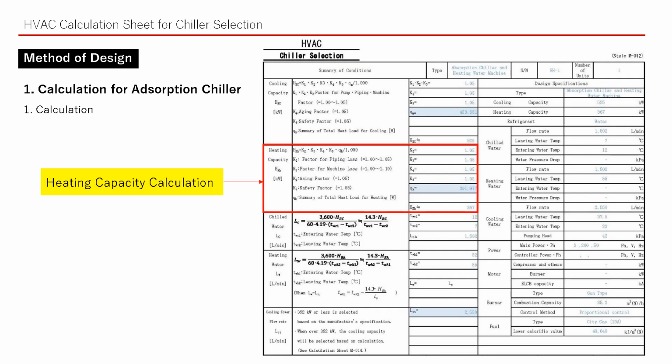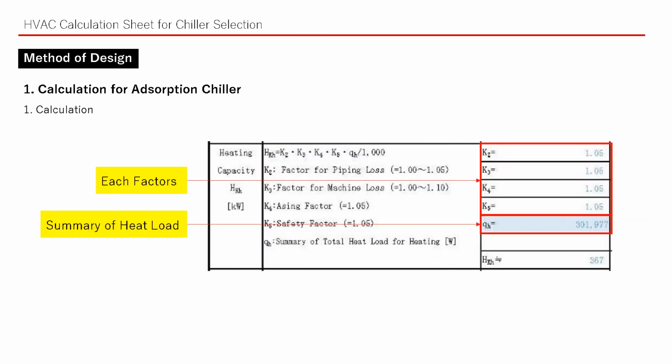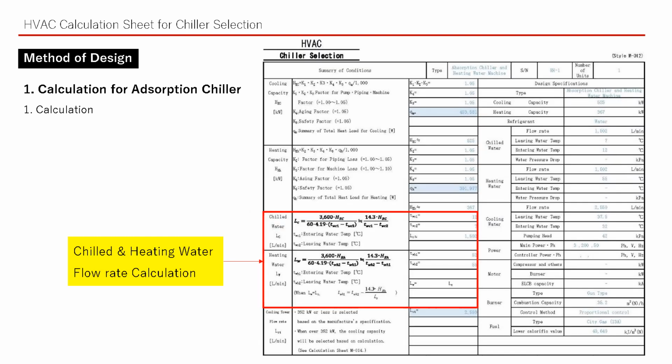Heating capacity calculation. Here is the formula. Here are each of the factors and the summary of heat load. Same method as cooling capacity calculation. Then, we can get heating capacity. Next, chilled and heating water flow rate calculation.